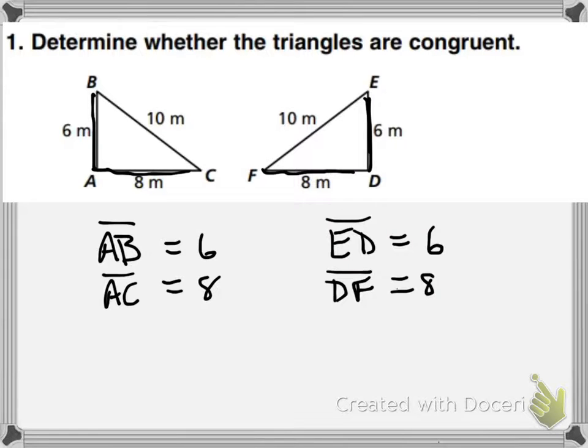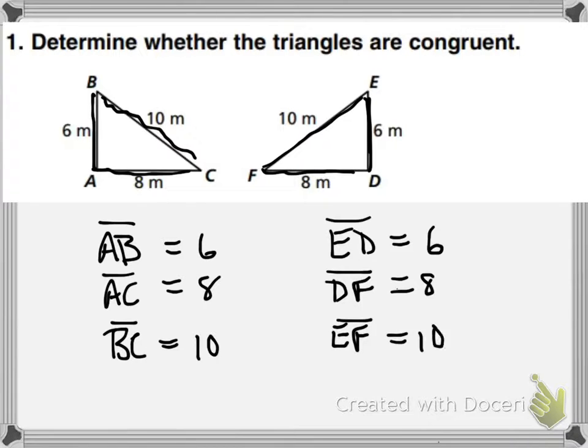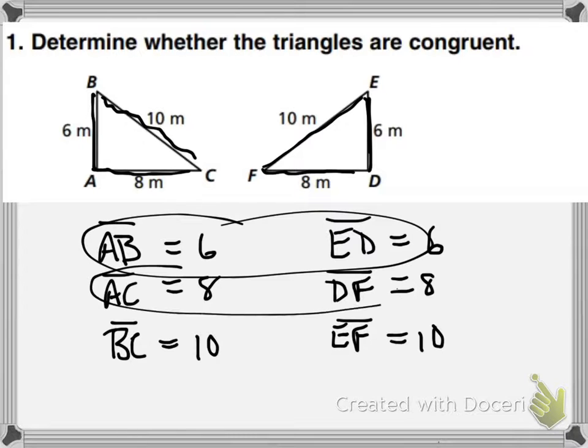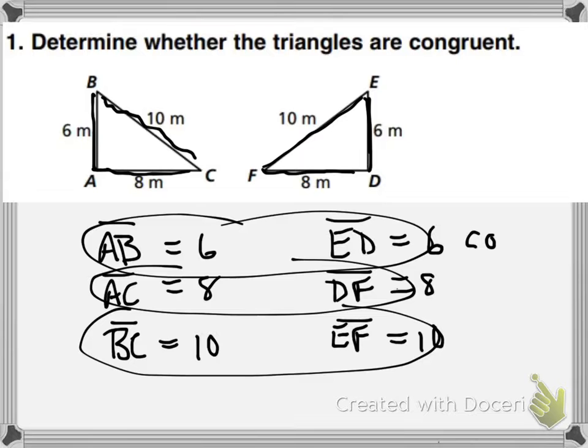And then our last one, BC. We did BC here. That is 10. And then EF is also 10. So since there's matches for all these, we can say that these triangles are, in fact, congruent. It's a yes.